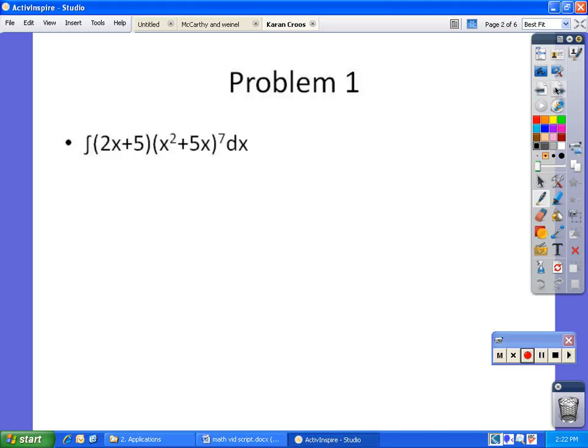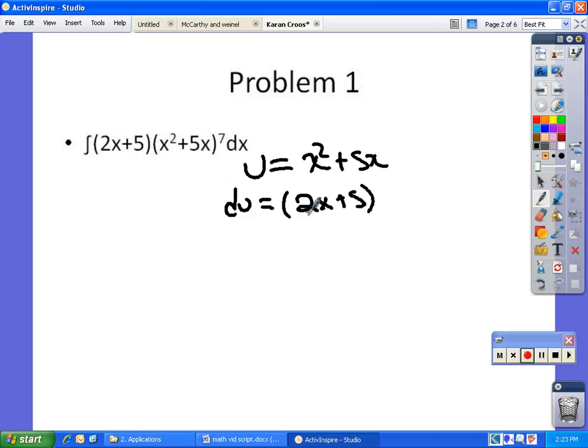Okay, this is the first problem. The integral of (2x + 5)(x² + 5x)⁷ dx. So first, what you do is you find that u = x² + 5x, and then du = (2x + 5) dx.